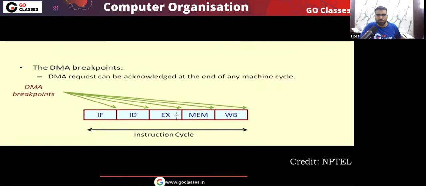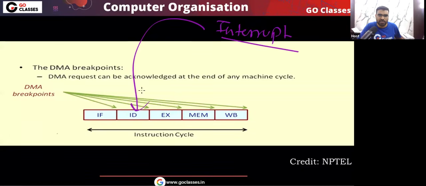Now I want to ask you one question. Do you remember, in interrupt processing, when the interrupt will be serviced, or when it will be acknowledged? Let's assume the interrupt comes when the CPU is executing, in the decode stage. Tell me, when will this interrupt be acknowledged? Do you remember from the last lecture?